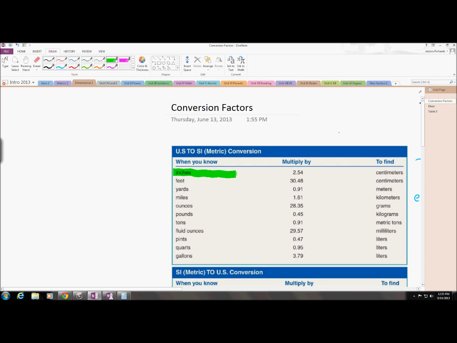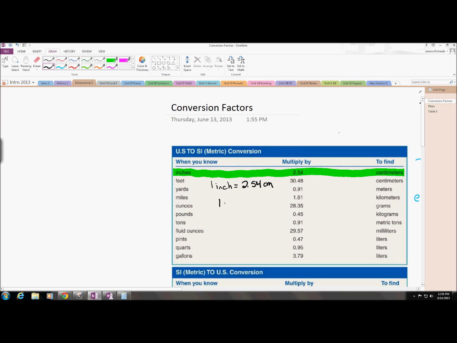Inches to centimeters. Here's our relationship. For every 1 inch, I need 2.54 centimeters. Every 1 inch equals 2.54 centimeters. These are essentially the exact same measurement. So if 1 inch equals 2.54 centimeters, they mean the same length.